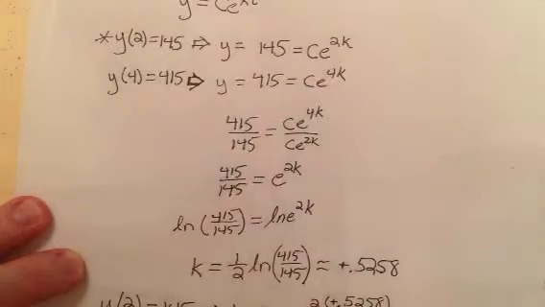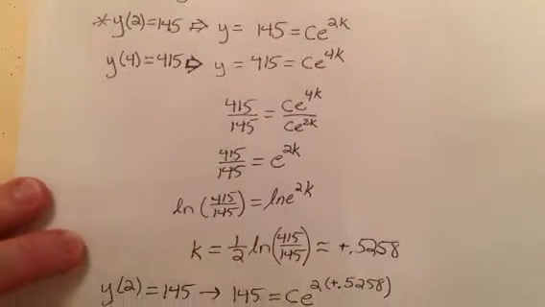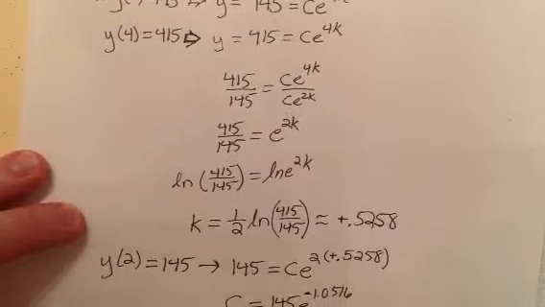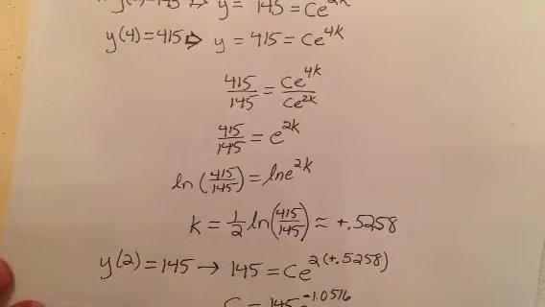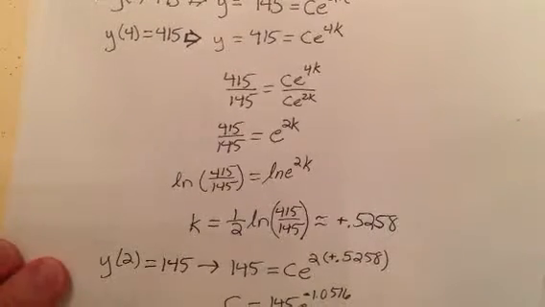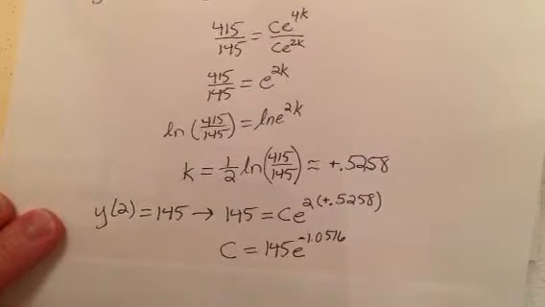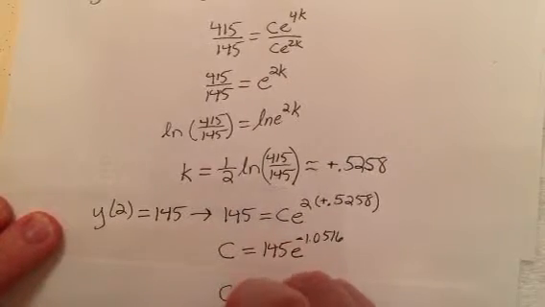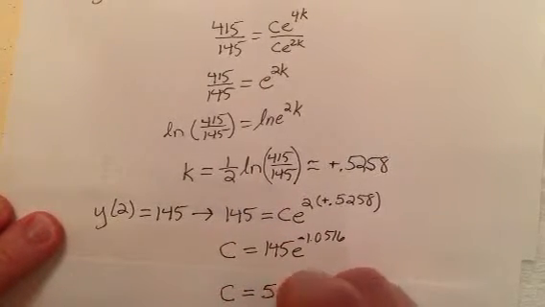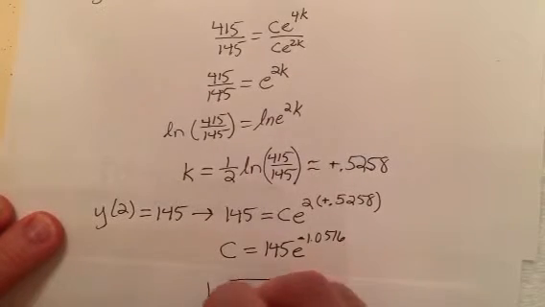In solving for c, we can use either equation, and we'll go with y of 2. If we utilize y of 2 is equal to 145, then 145 is equal to c times e to the 2k, where k is 0.5258. If we divide both sides by e to the 1.0516, the initial population c is going to be equal to 145 times e to the negative 1.0516.